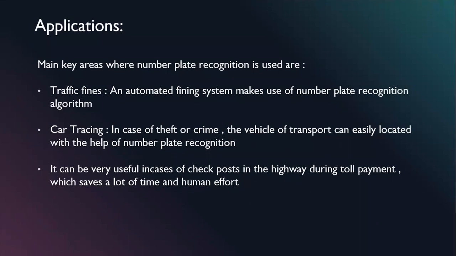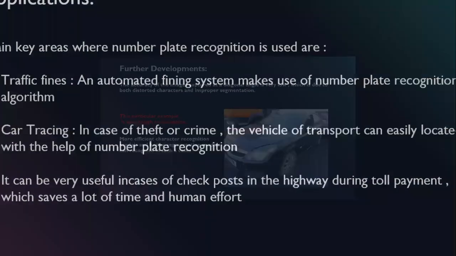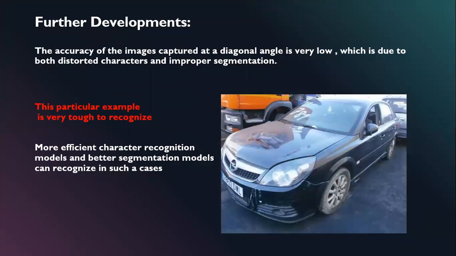So let's see the applications. The main key areas where number plate recognition is used are traffic fines. An automated fining system makes use of the number plate recognition algorithm. Then car tracing. In case of theft or crime, the vehicle can easily be located with the help of number plate recognition. It can also be very useful at checkposts on the highway during toll payment, which saves a lot of time and human effort. Then we see the further developments.